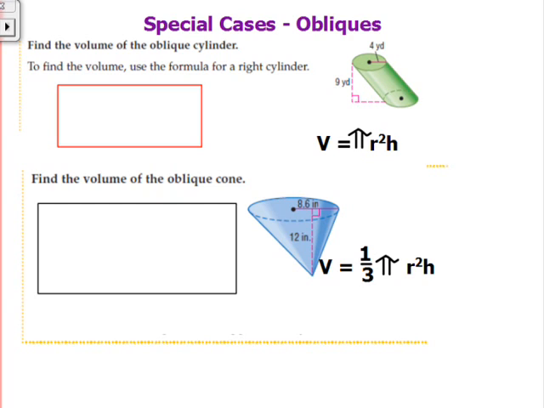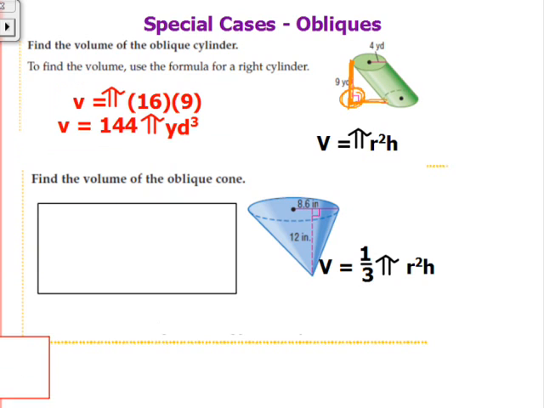Let's take a look at these special cases. Sometimes we have obliques. We have an oblique cylinder here. This is a cylinder that doesn't fall into our normal soup can kind of analogy of what a cylinder looks like. But the formula is still the same. It's pi r squared h. Here we just have to know that the height of the oblique cylinder has to land at a right angle. It has to be perpendicular to the base. But the formula is the same. There's nothing different about the formula.